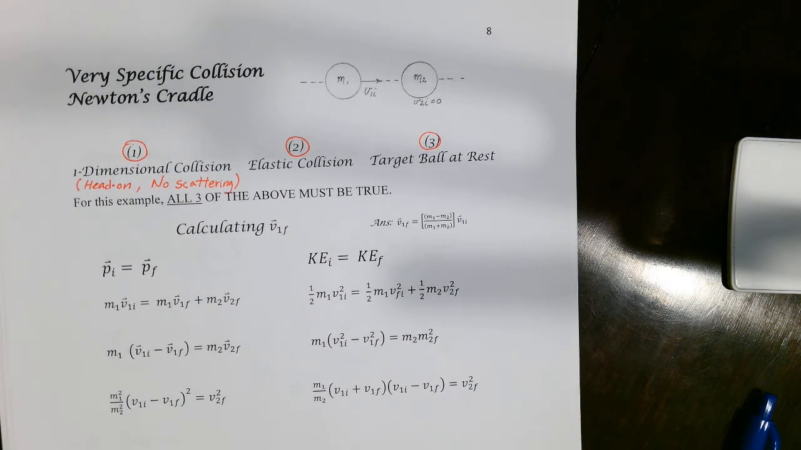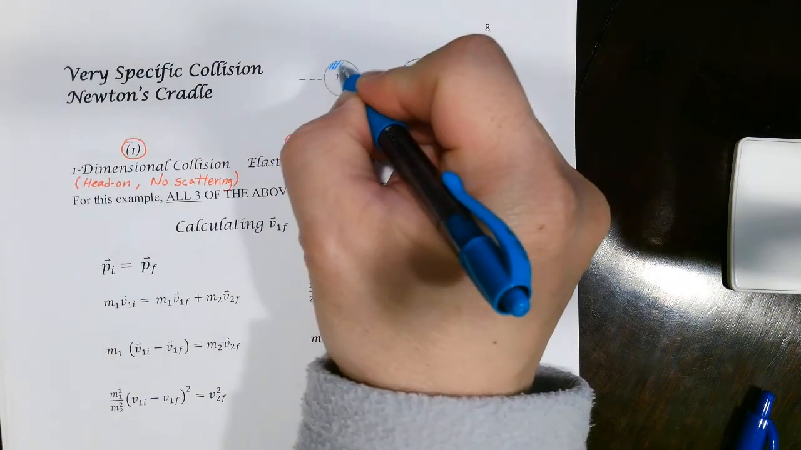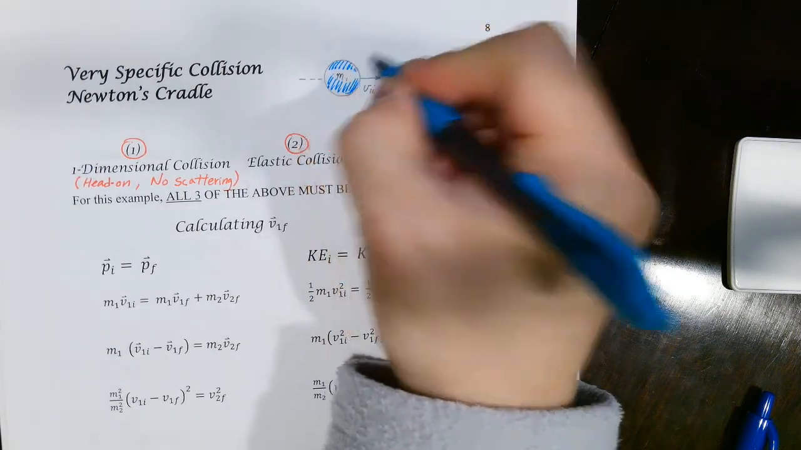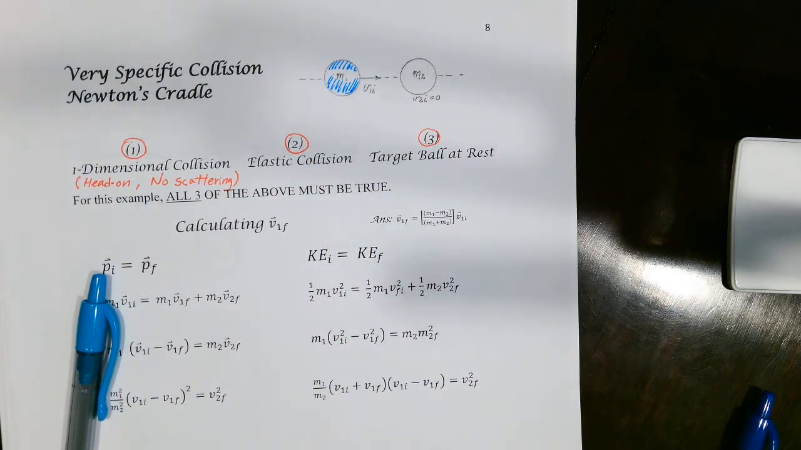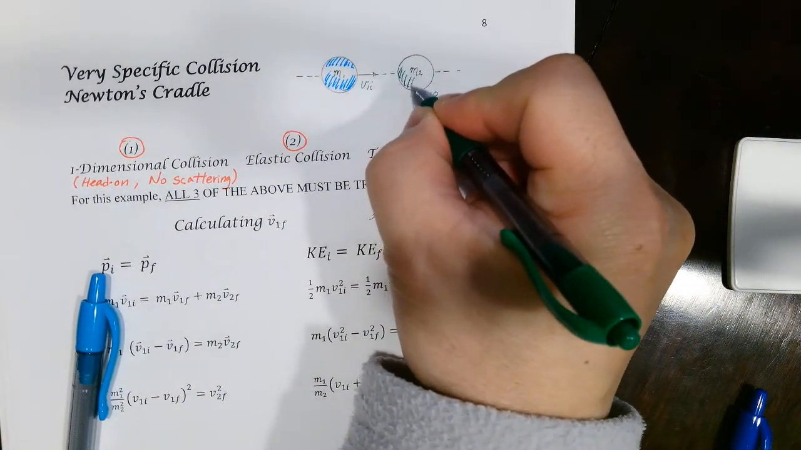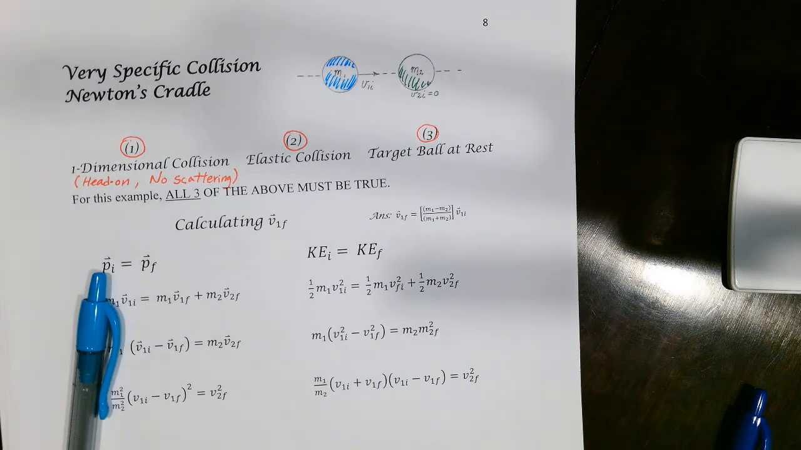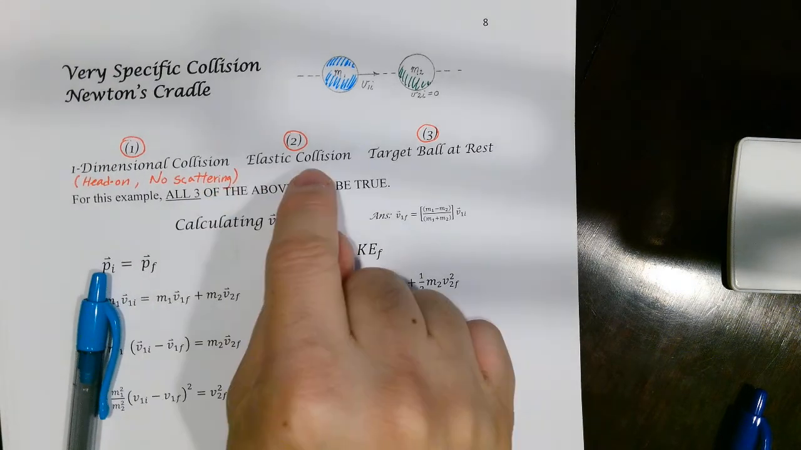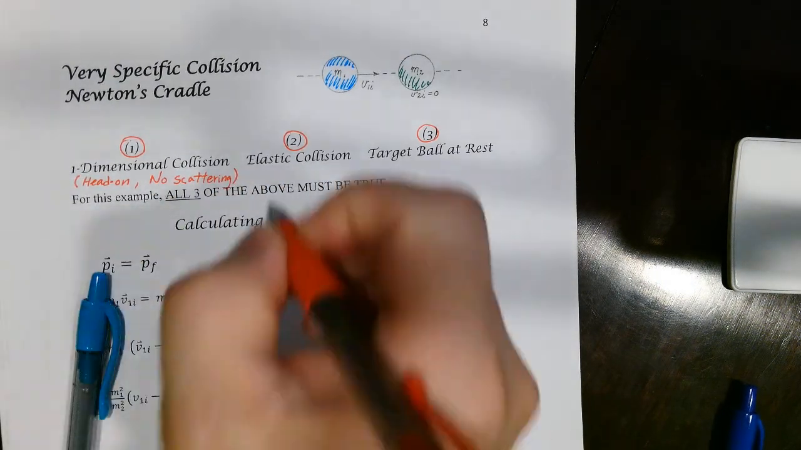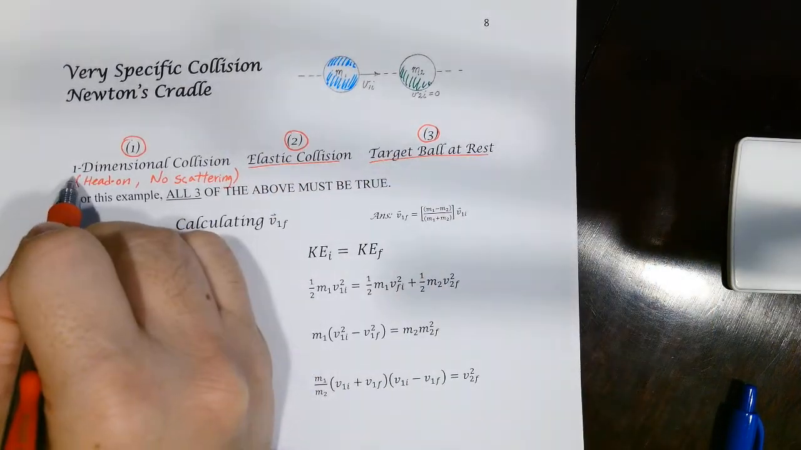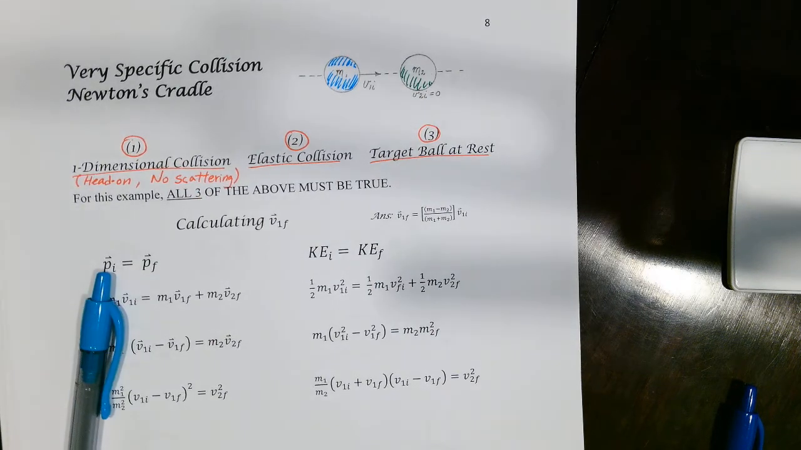So if we have this, M1 coming in and it collides with M2 that's at rest, and they're equal masses, what happens? All these conditions must be there before we even start. It's very important that all these conditions must be true.